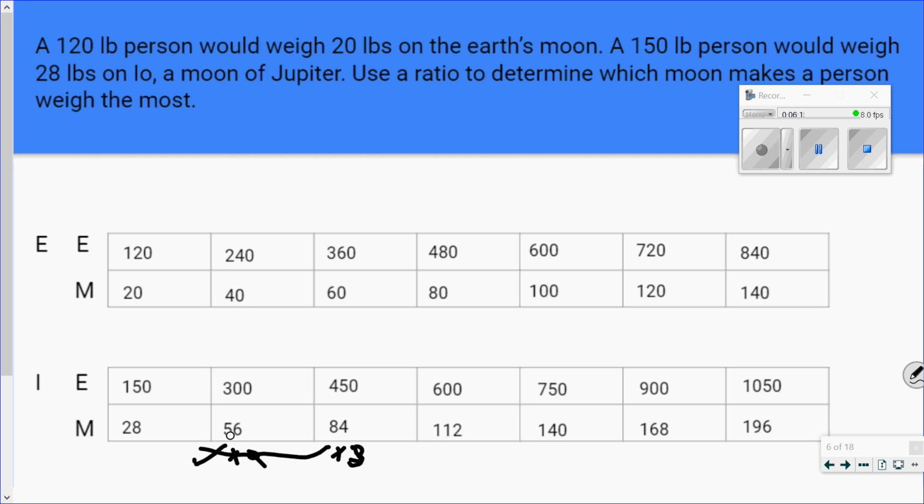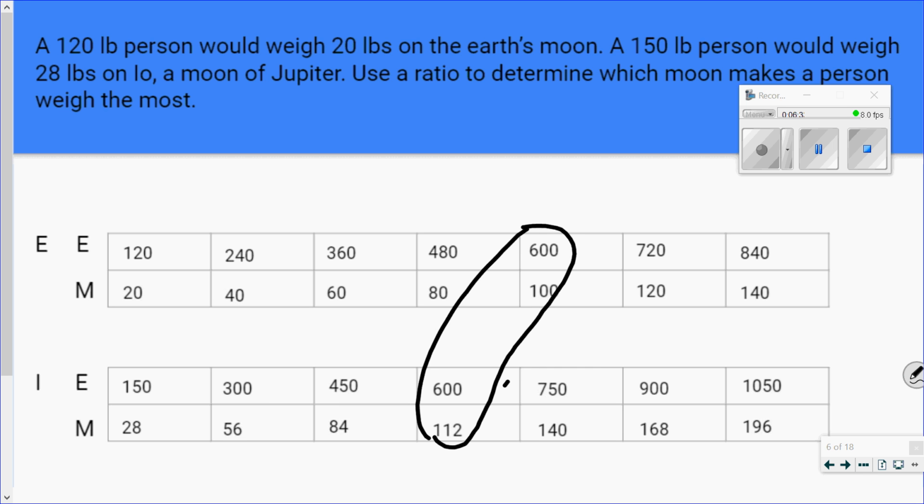what we're going to do is compare them. So if you're looking at both tables, what numbers do you see that are similar that we can compare? Abby? The 600. So she's looking right here. A 600-pound person on the Earth, if you put them on the Earth's moon, they would weigh 100 pounds. And that same 600-pound person, if you took them to the Jupiter moon Io, they would weigh 112.